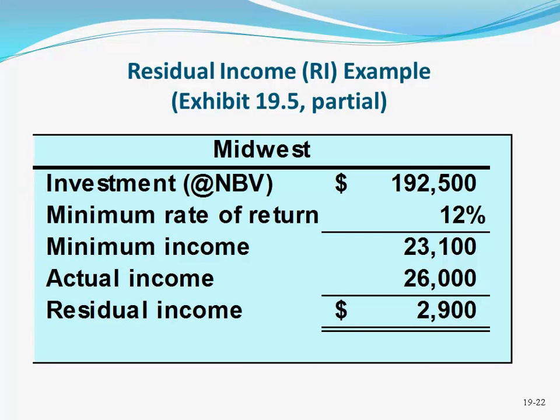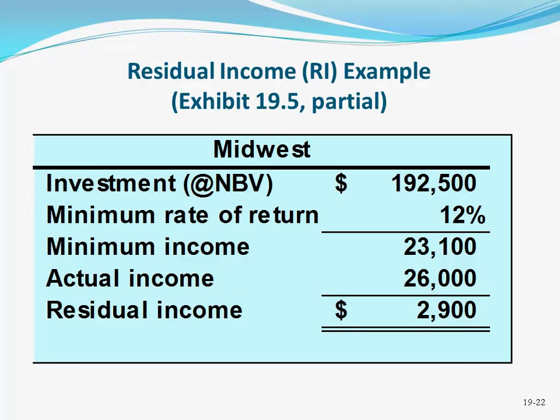So the actual income being 26,000, you compare 26 to 23,100. Your actual is 26. The minimum required is 23,100. So the residual income, which is the residual beyond what is required, is the difference, or 2,900, and that's your residual income.